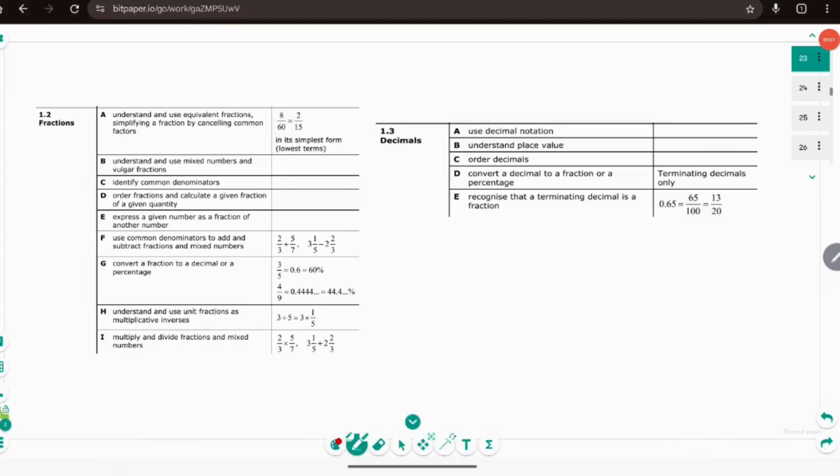In this recording, we will be looking at converting between fractions, decimals and percentages. So in the specification, this part here, and anything that talks about converting between fractions, decimals and percentages.